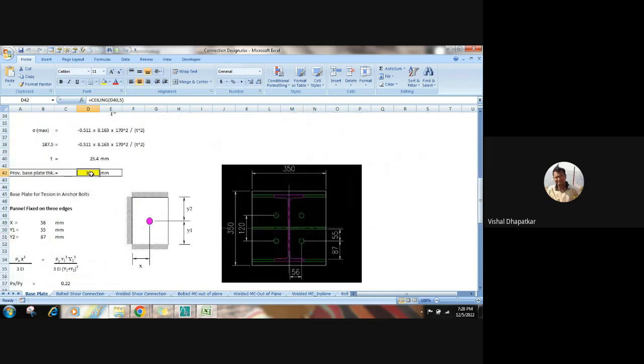This thickness is due to the compression at the support location. Now due to the tension, there will be tension in the bolts. So what will happen when there is tension in the bolts? The plate will get lifted up, and what will it create? It will create a deflection in the plate, right?